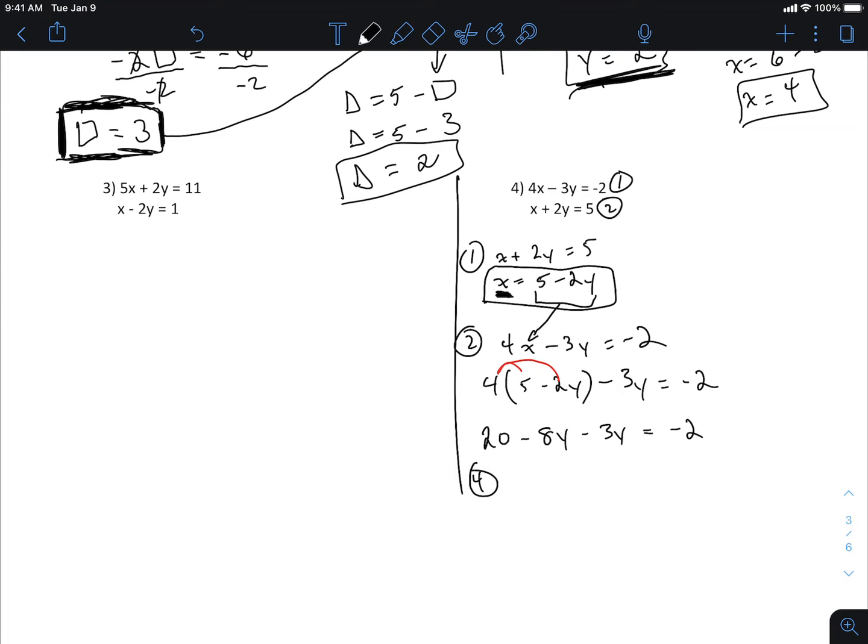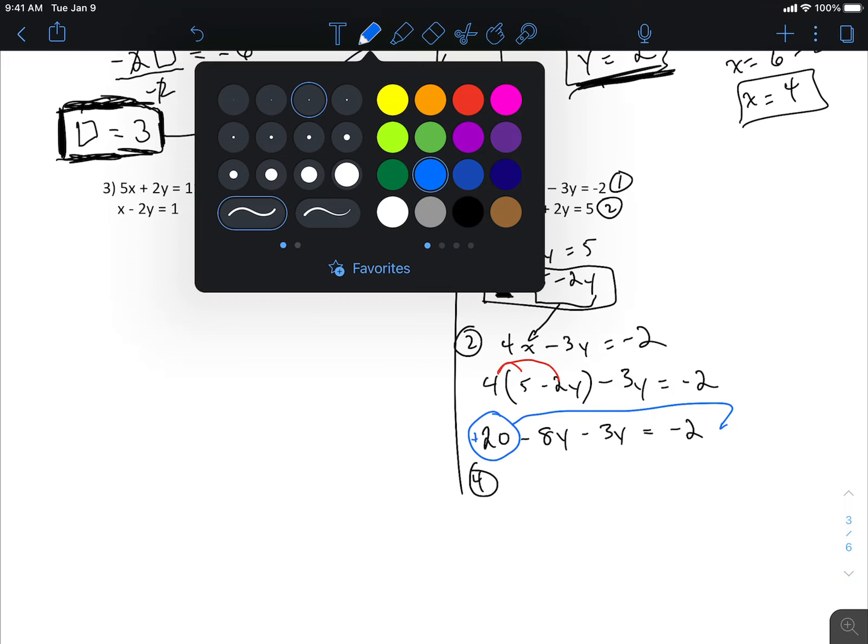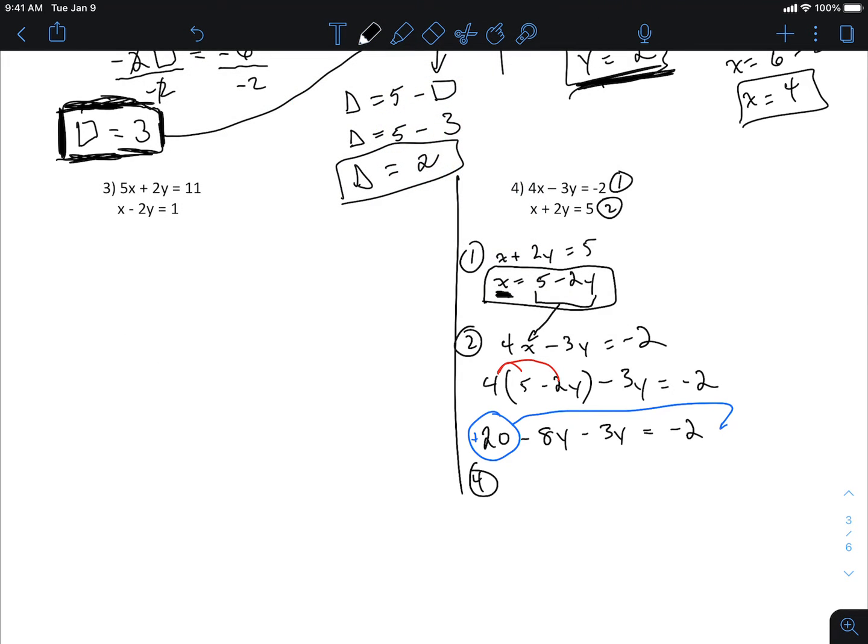Step 4 is going to be collect the like terms. To collect the like terms, I'm going to have to get the y's on one side and the numbers on the other. So I see the positive 20 that's sitting here. I'm going to move it to the other side. When I move it to the other side, it's going to become negative. So I'm just going to rewrite the line. Negative 8y minus 3y has to equal negative 2, and then minus 20, because I have to subtract 20 from both sides.